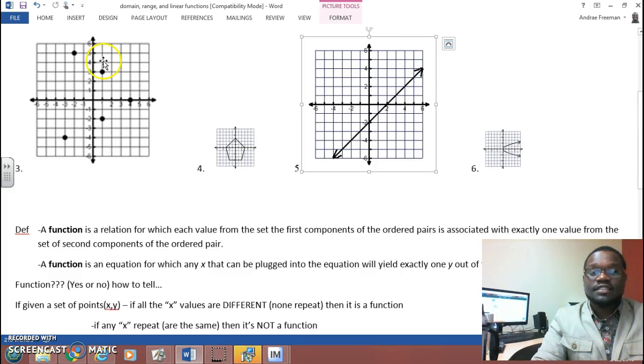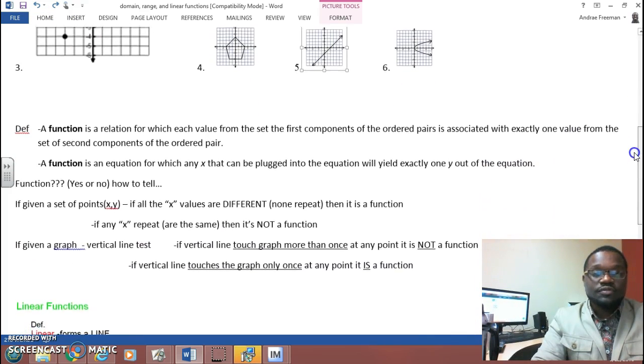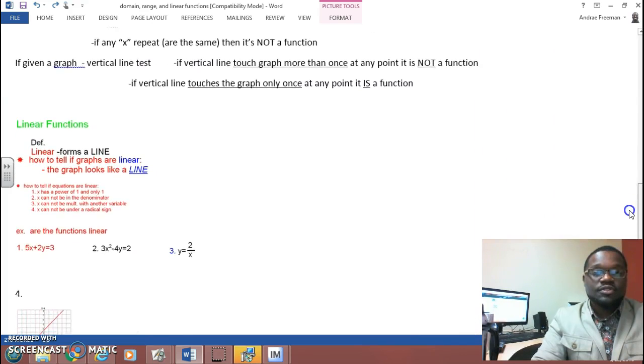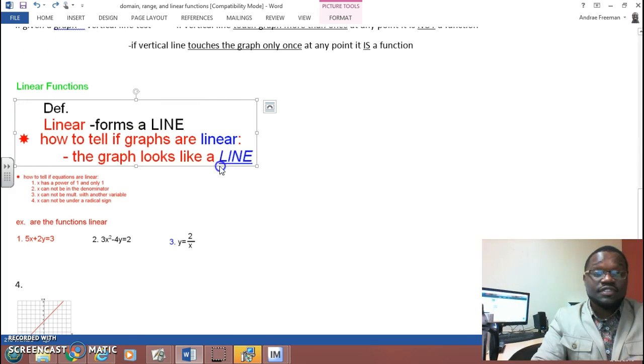Okay, again, if that's something that's not clicking so well, let me know in class. But I got to move on. Alright, here's really where we want to go. And it's kind of small, but how to determine if you got linear functions. Okay, first of all, it looks like a line if it's a graph. That's how you tell if it's a graph.